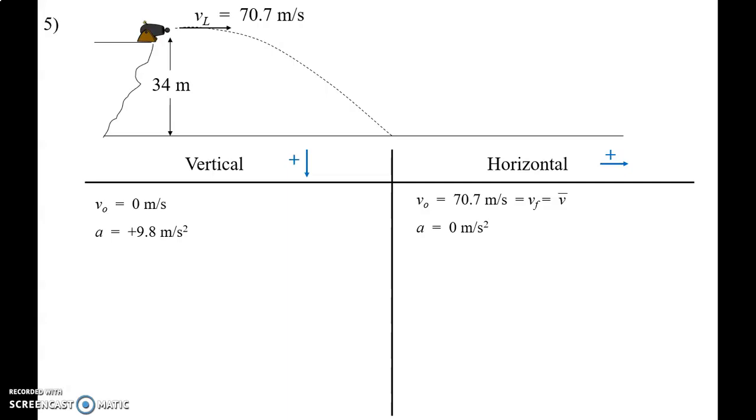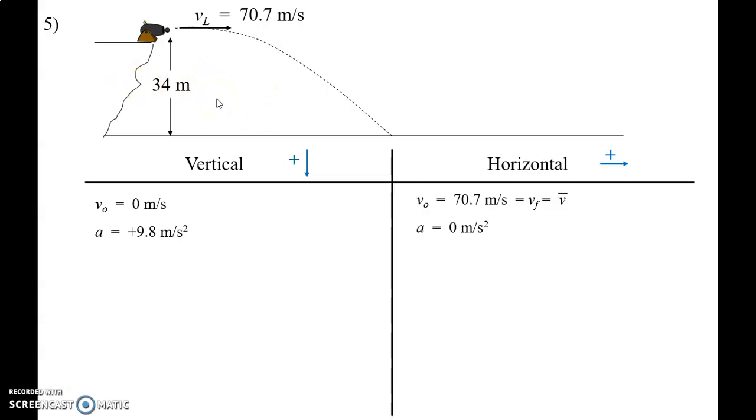So it's a good idea to do it right from the start to remind yourself that no matter where you are in the problem, no matter when you are in the problem, the horizontal velocity will be 70.7 meters per second. And this takes the guesswork out. Just in case later on in the problem we need to know what the horizontal velocity is, we've already written it for ourselves. The last remaining piece of information is this 34 meters.